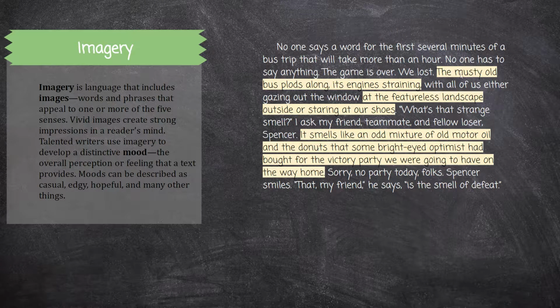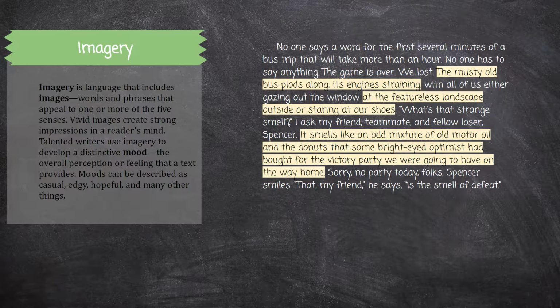So that right there is figurative language. The musty old bus plods along, its engines straining. With all of us either gazing out the window at the featureless landscape outside or staring at our shoes. So the featureless landscape, it's saying it's kind of empty, or staring at our shoes, that shows that they're kind of upset or sad that they lost.